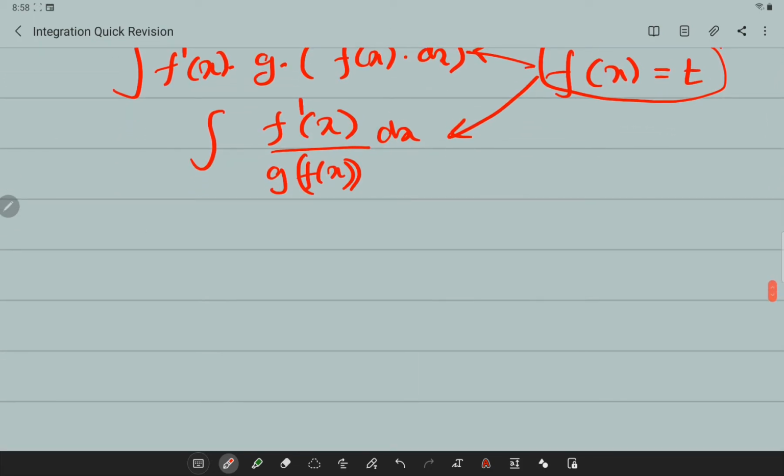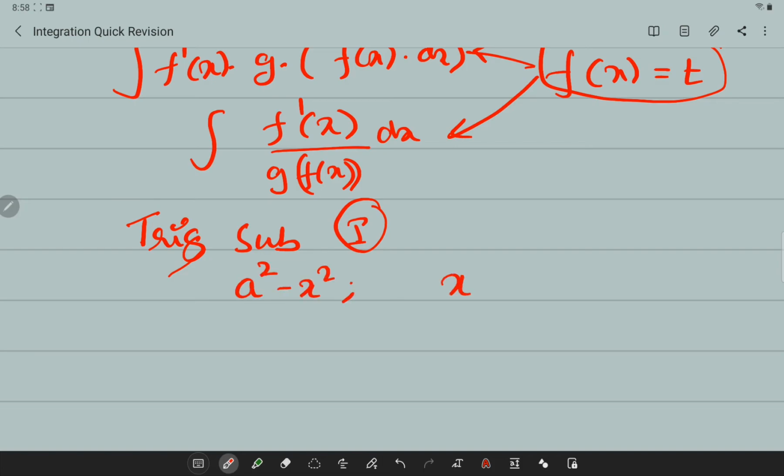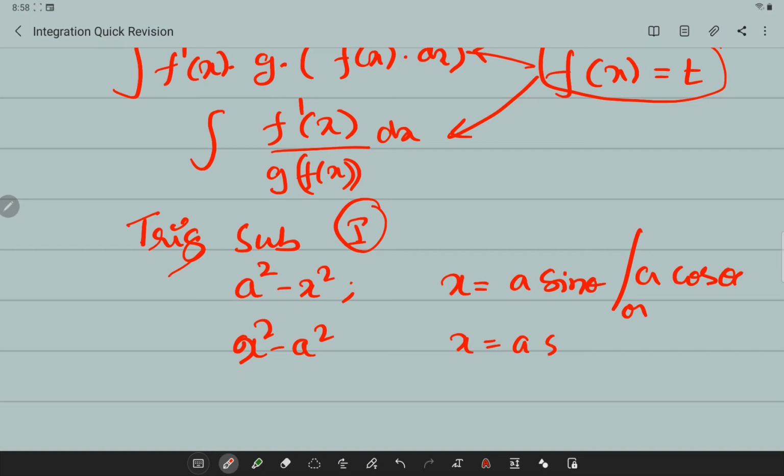Now let's come to trigonometric substitutions in integration. If you have the term a square minus x square, try to substitute x is equal to a sin theta or x is equal to a cos theta. Or if you have a term x square minus a square, here try to substitute x is equal to a secant theta or a cosecant theta.